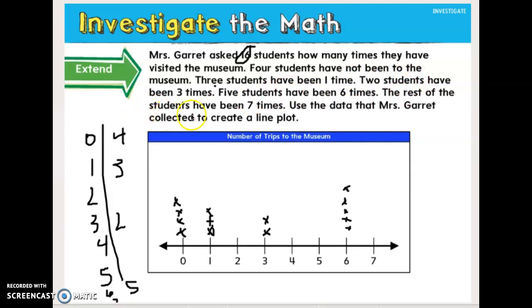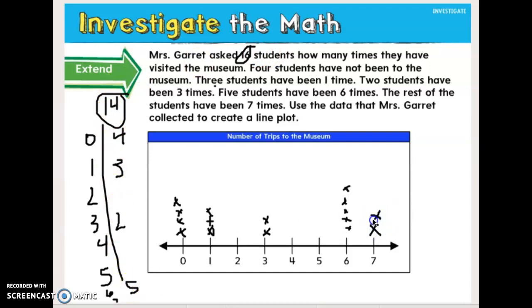The rest of the students have been 7 times. So the rest of the students I have to figure out by adding these up. So I have 4 plus 3 is 7, 2 more would make 9, and 9 plus 5 is 14. So my 14 is the total of these numbers, and I have to get to 16. So 16, take away the 14 that I already counted, leaves me with just 2.